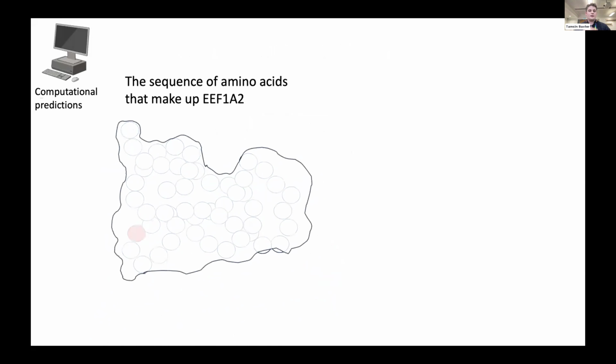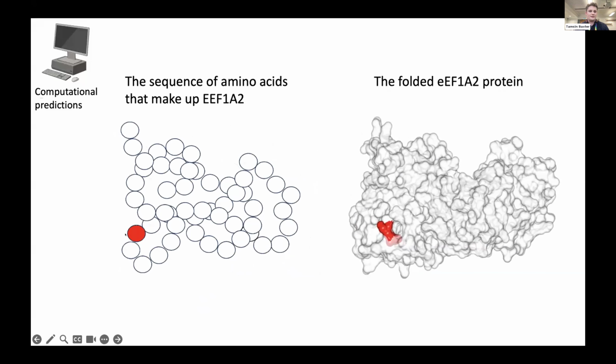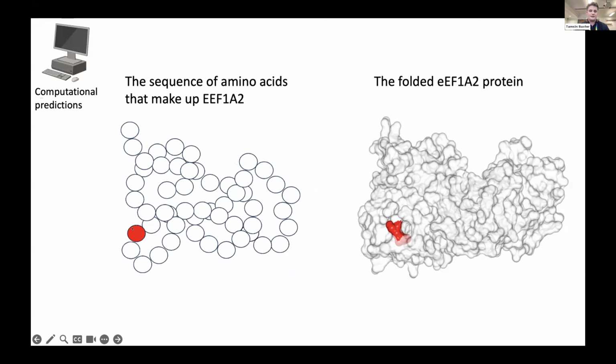If we know the structure, we can model it using computational programs, and we would show the folded structure of EEF1A2 like so. Here I've shown a mutated amino acid in red. What this means is that two amino acids that might not appear to be close together on the amino acid sequence might actually be very close together. I'll give you an example.